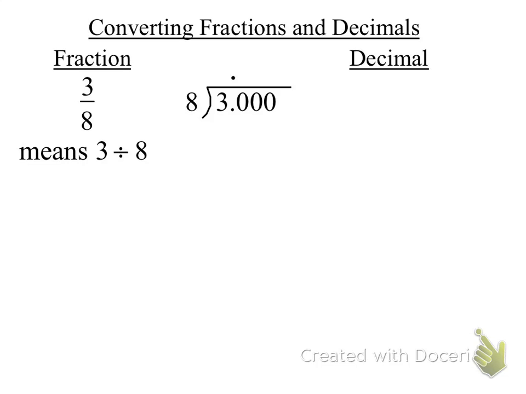8 goes into 3 0 times. Then 8 goes into 30 3 times, and that's 24. Subtract. We have a remainder of 6. Bring down the 0. Don't forget your steps. And then 8 goes into 60 7 times. And that's 56. And the remainder is 4.